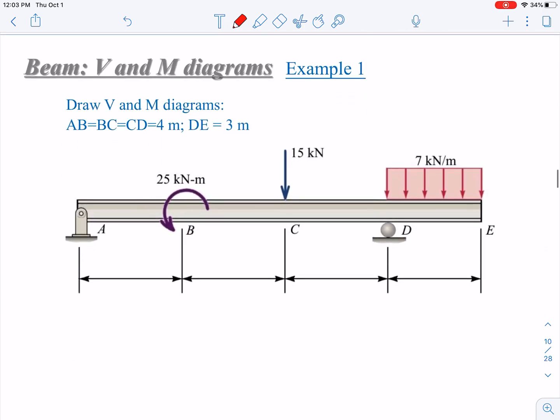Then let's look at an example. In this example, we will practice all of these rules and principles to draw the V and M diagrams.